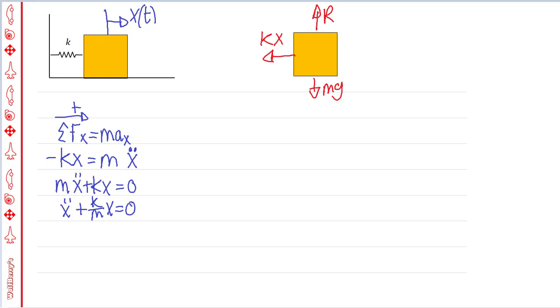Let's compare this equation to our characteristic equation of simple harmonic motion: x double dot plus omega n squared x equals 0. You can see it's in the same form as the characteristic equation. This proves that it's simple harmonic. That's basically the natural frequency is the square root of k over m.